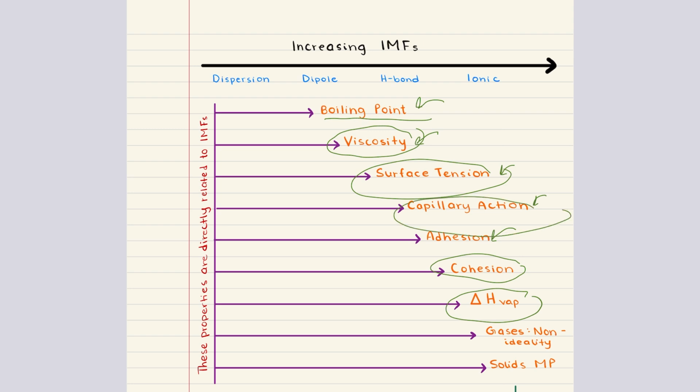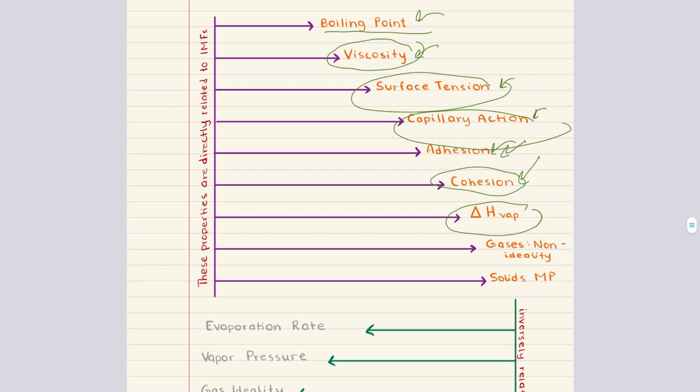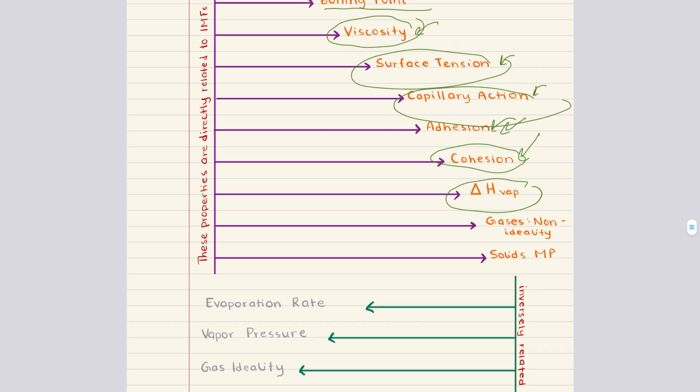This is the ability of a liquid to move up a narrow tube against gravity. It's another intermolecular force dependent property, and it results from the balance of adhesive forces and cohesive forces. Adhesive forces are the attraction between the liquid and the container surface, and cohesive forces are the attraction between liquid molecules. Stronger intermolecular forces contribute to stronger cohesive forces, which in turn affect how liquids behave in capillary tubes. Now, with all of these properties that we've covered, we've noted that they increase with stronger intermolecular forces.